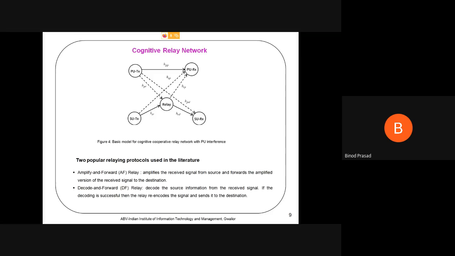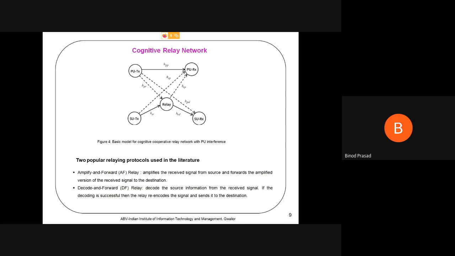So this is a particular scenario where we have an SU transmitter, SU receiver, one relay, and then a PU transmitter and PU receiver. Now, this SU transmitter will transmit a signal with limited power, but it will maintain this interference link. So it will transmit with less power to the relay. The relay will have some kind of protocol. If we talk about popular protocols, one is amplify and forward, another one is decode and forward.